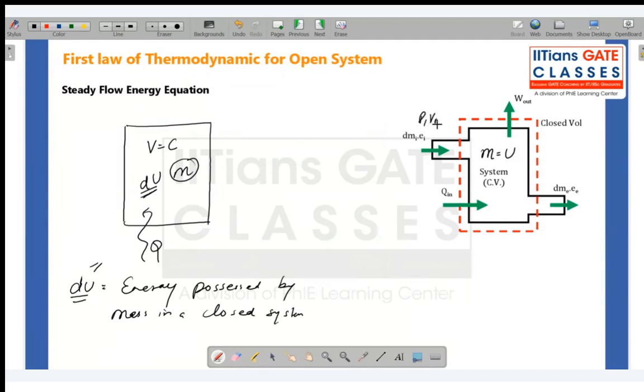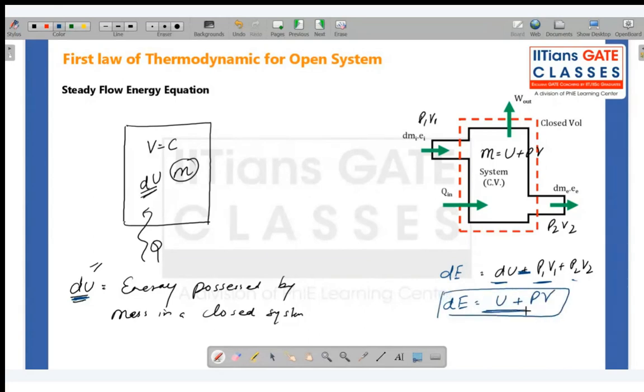And then you see here P1, V1 is coming. Here P2, V2 is coming. So basically U plus PV. So basically dE, the change in energy of the mass, will be dU plus P1V1 plus P2V2. It is the energy that is possessed by the mass. So here you have just dU. Here you have dU minus P1V1 plus P2V2. So you can say energy possessed by an open system is U plus PV, which is also H.